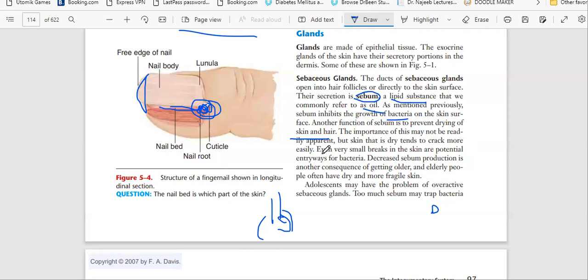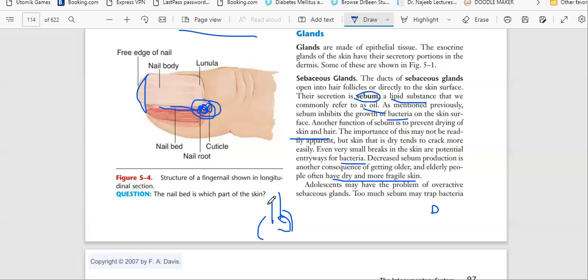Very small breaks in the skin are potential entryways for bacteria. So if we have broken skin, bacteria can easily enter. Decreased sebum protection is another consequence of getting older, and older people often have dry and more fragile skin. So that's the reason old people have less sebum. That's the reason their skin is dry and always cracks easily.